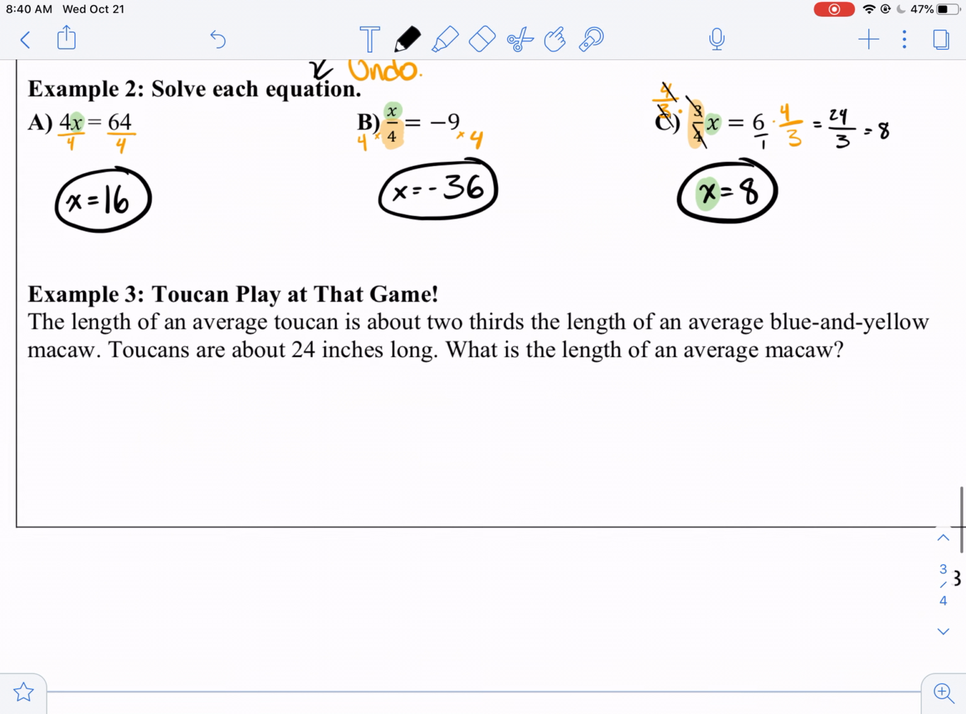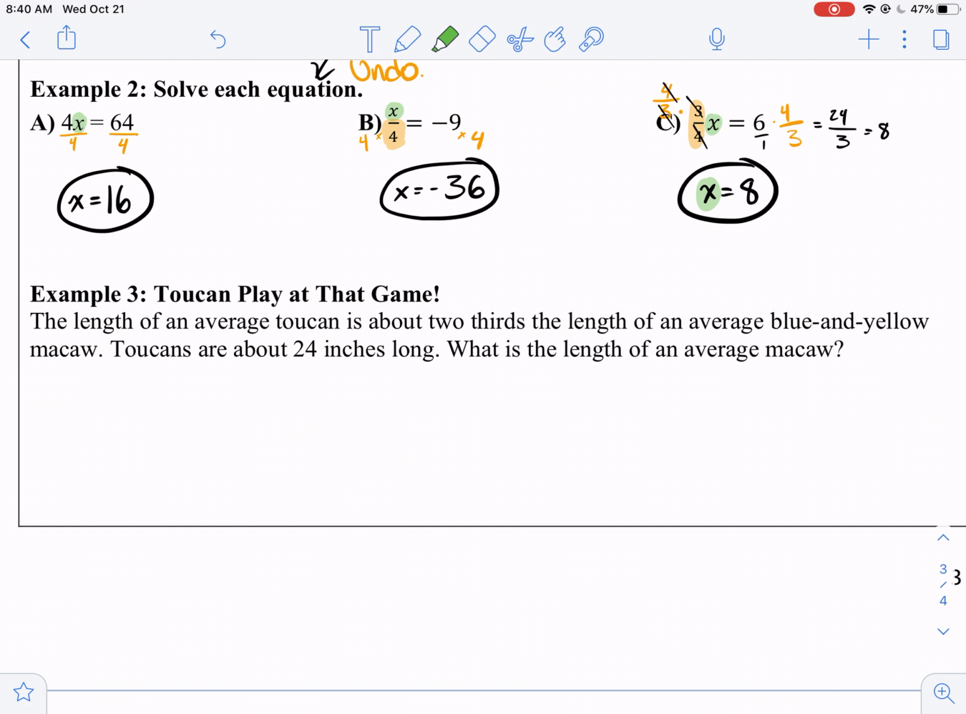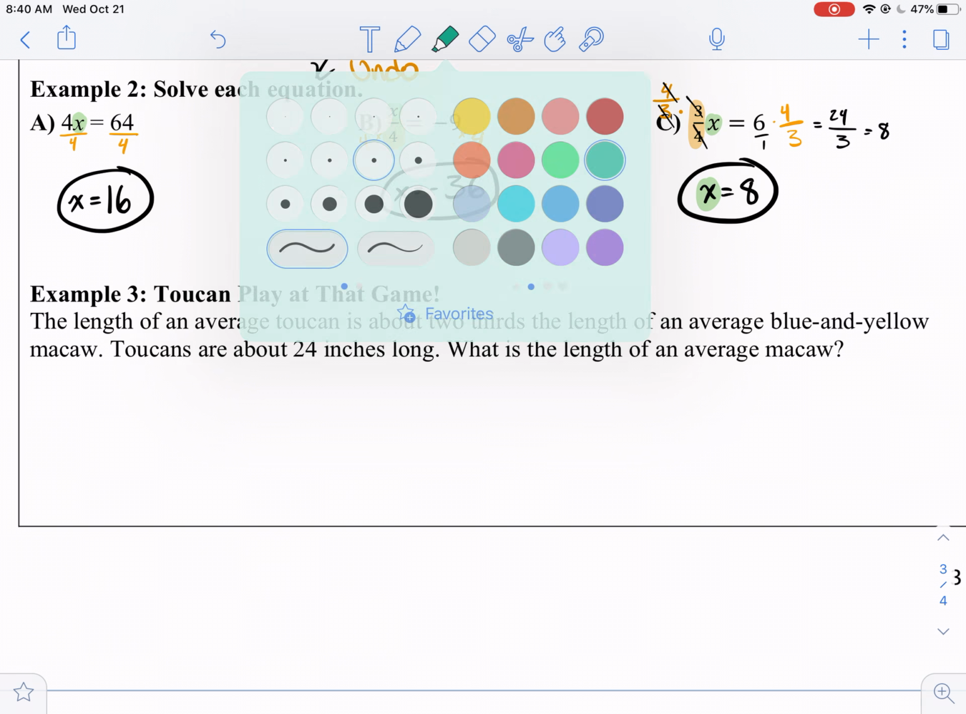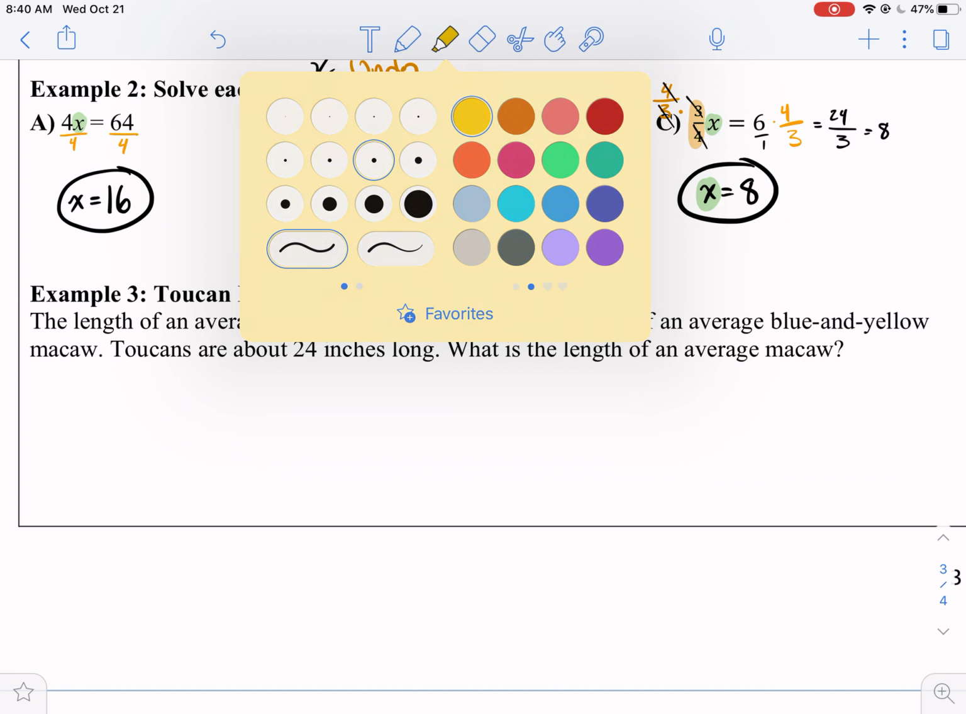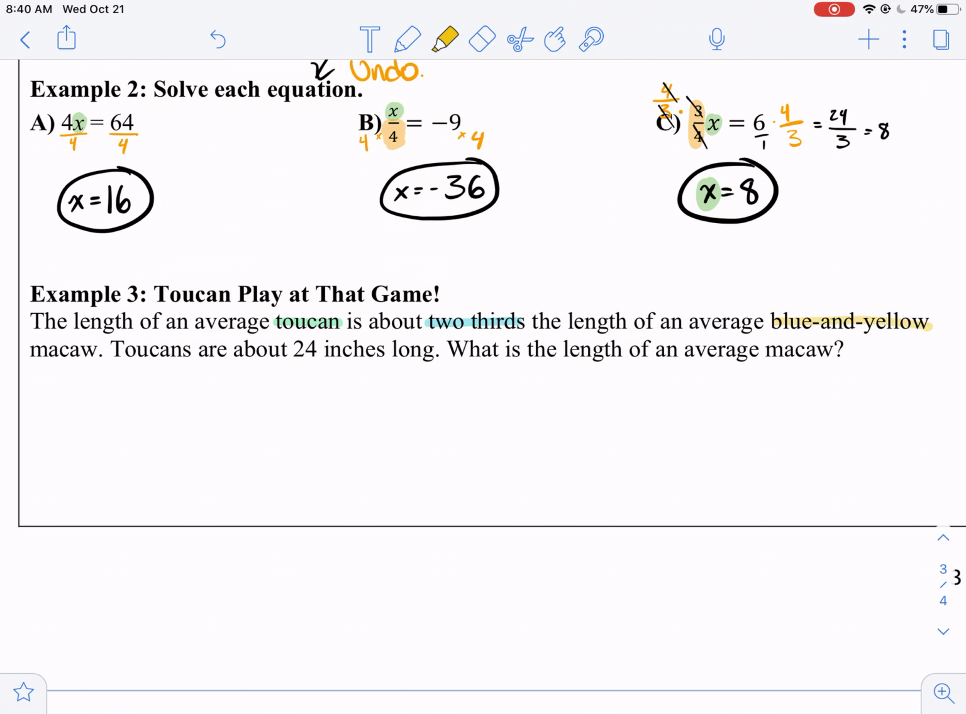Well, let's find out. Okay. So you have this toucan, like your Lucky Charms and stuff, and you know that the length of the average toucan is about 2/3 the length of a blue and yellow macaw. We'll make it yellow. These are all birds, guys. Okay, so toucan, it's like Fruit Loops, Toucan Sam. And blue and yellow macaw, it's like a parrot that's blue and yellow.